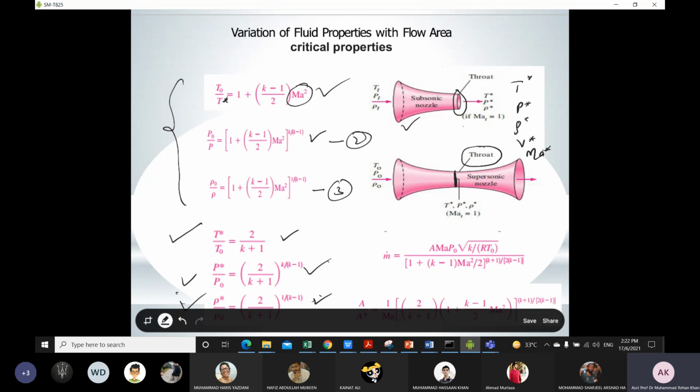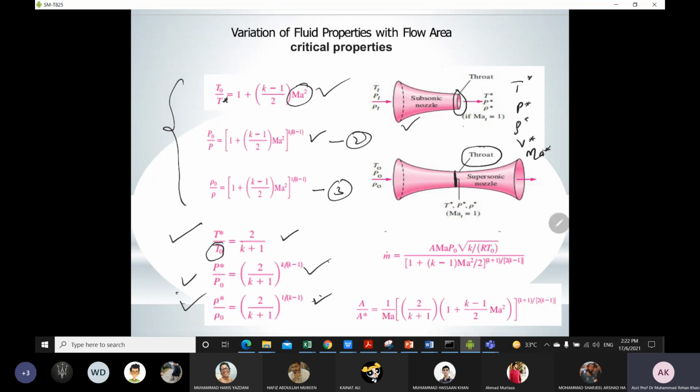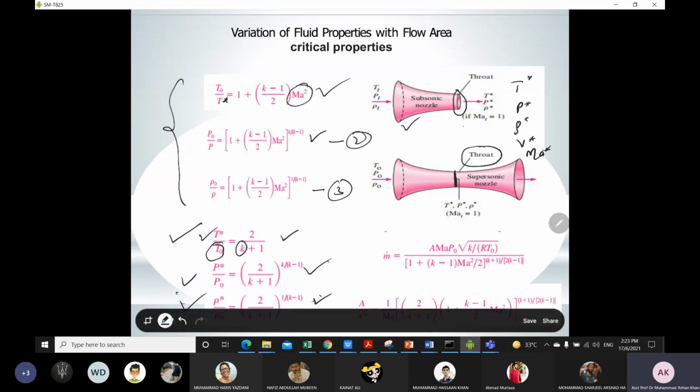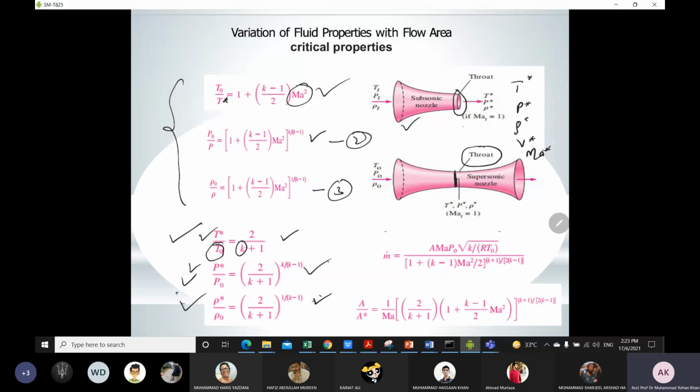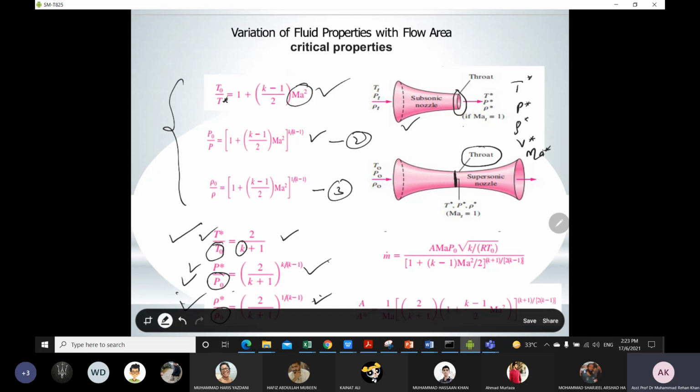So for example, if your stagnation temperature is known to you and specific heat ratio is known to you, you can easily find T star, that is the critical temperature. You can also easily find P star if the stagnation pressure is known, and if stagnation density is known, you can find rho star, the critical density at the throat.